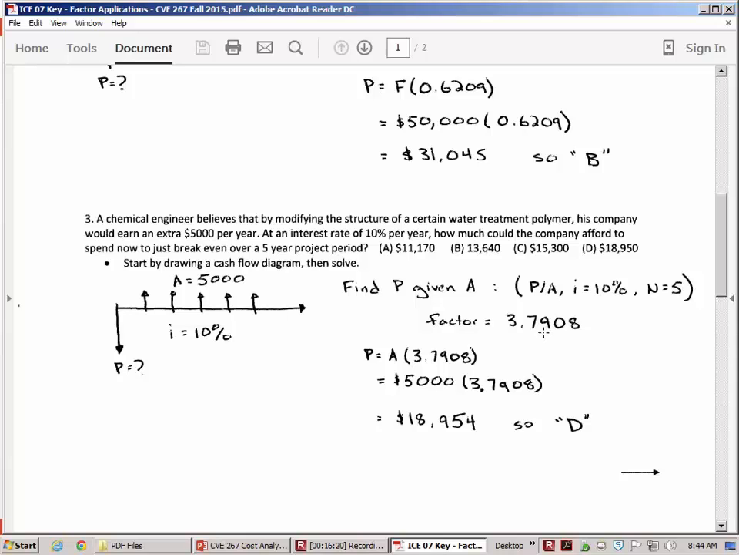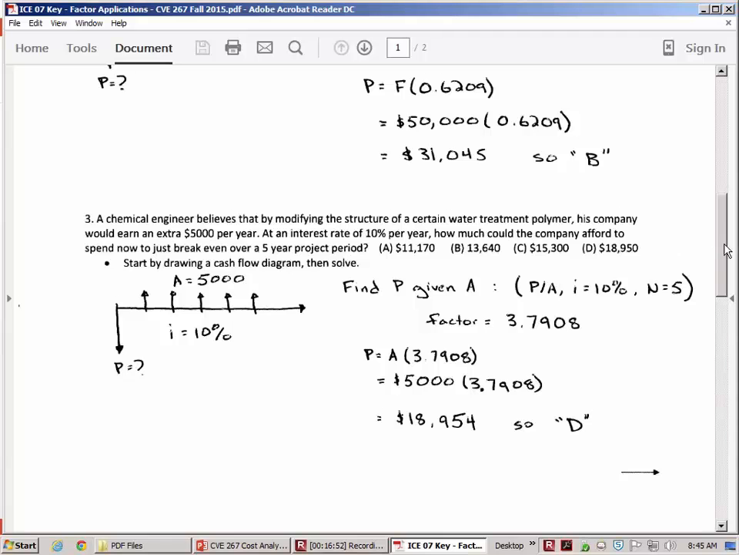How did I get the factor? Okay, look in the table. This is the 10% table, so that's the lower one. P/A column, so it's the present worth. And I go down to N equals 5, and there's 3.7908. All right. Are there other questions on the third one?